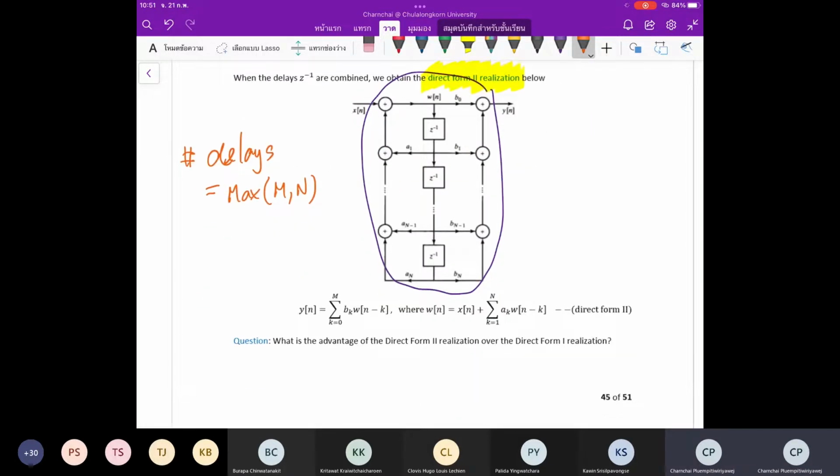So the advantage of the direct form 2 realization over direct form 1 is that direct form 2 has fewer delay components, which is good. As an engineer, you want to save costs. If you want to implement it in hardware, you don't want too many delays, because you would waste a lot of money on it.